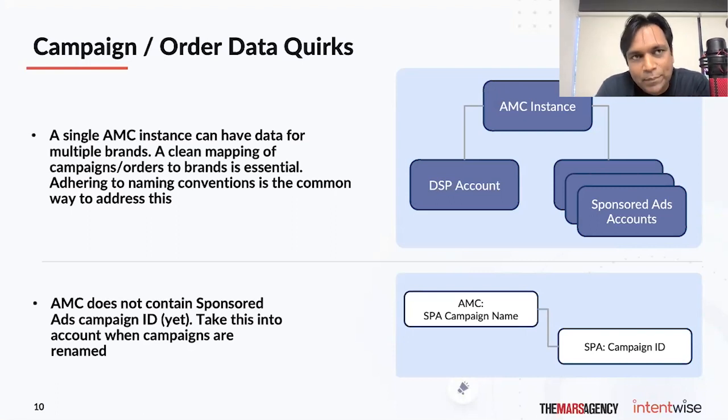In our case, what happens is that if you have an AMC instance, but you also have a sponsored ads account connected, then we're able to solve this problem by bringing in campaign ID automatically. But if you just had an AMC instance from a given client and we did not have a connection to sponsored ads, this still remains a problem. Just be mindful of it on any outputs that you are producing at a campaign level.